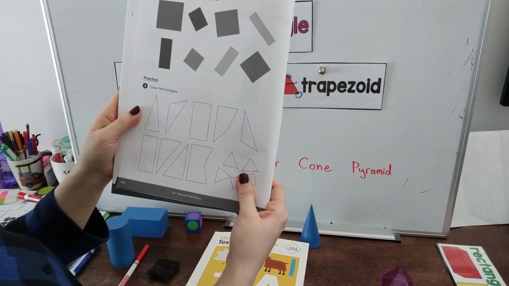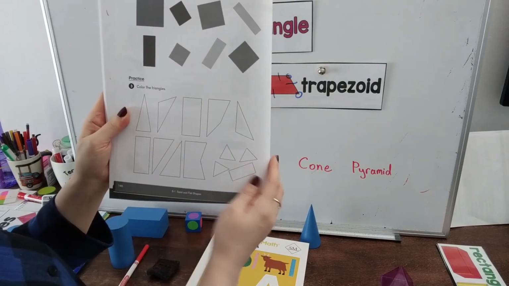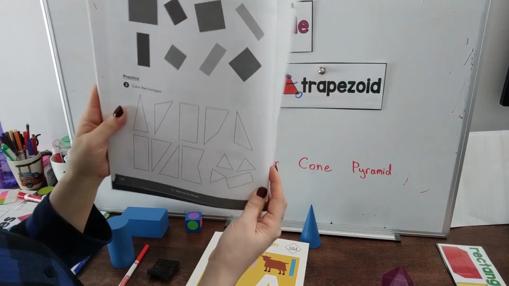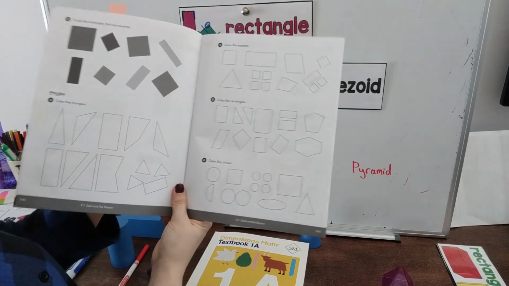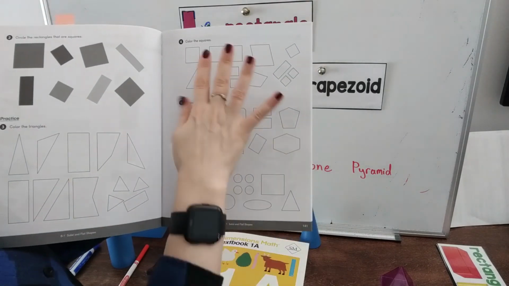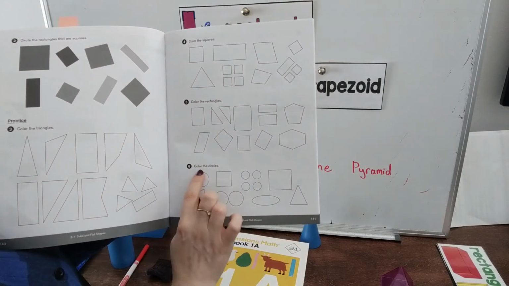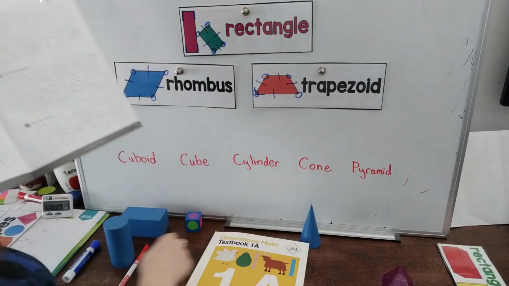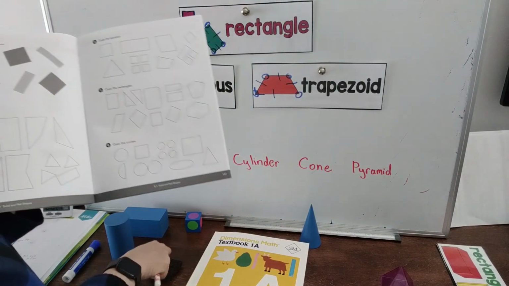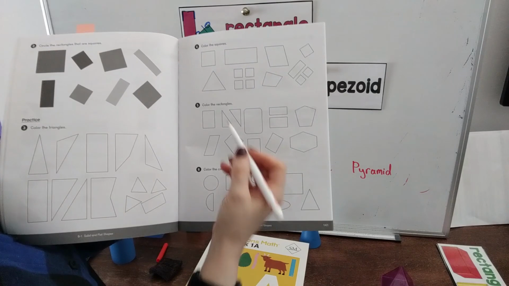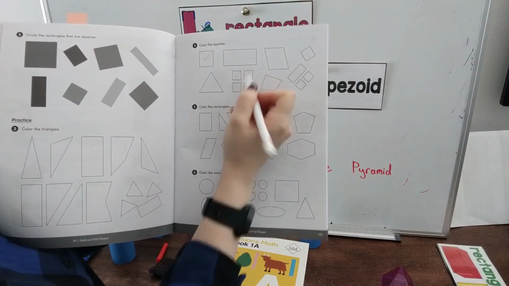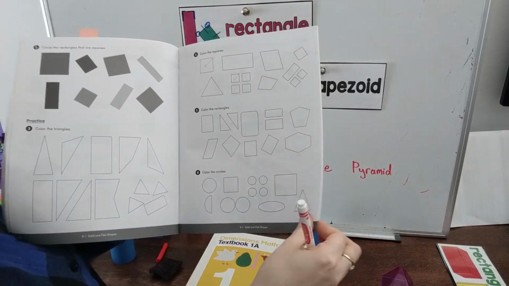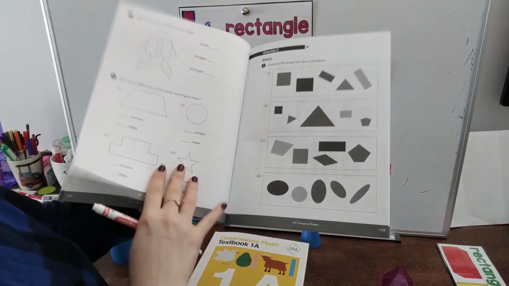And then number 3 says color the triangles. I'm not going to ask you to color them. If you don't want to color it, you don't have to. You can just put a little check on top of it to show me which ones are triangles. Do the same thing for number 4, 5, and 6. Wherever it says color the circles, you don't have to color it. If you want to, go for it. If you don't want to, just put a little check where it says color the squares. So you could just do a little check to show me which ones are squares. This way it'll be a lot faster.